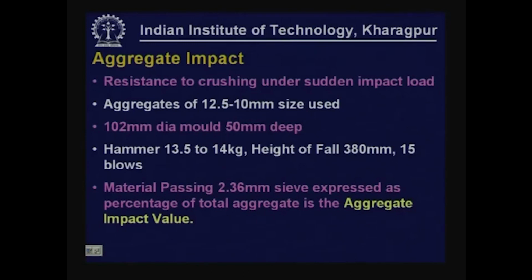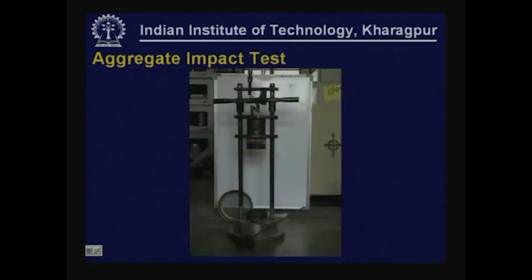Onto these aggregates a hammer of 13.5 to 14 kg weight will be made to fall from a height of about 380 millimeters, and this is made to fall 15 times. That is what is meant by 15 blows. After this test, the material passing 2.36 millimeter sieve is expressed as the percentage of the total aggregate, and this is the aggregate impact value. This photograph shows a typical apparatus used for the aggregate impact test.